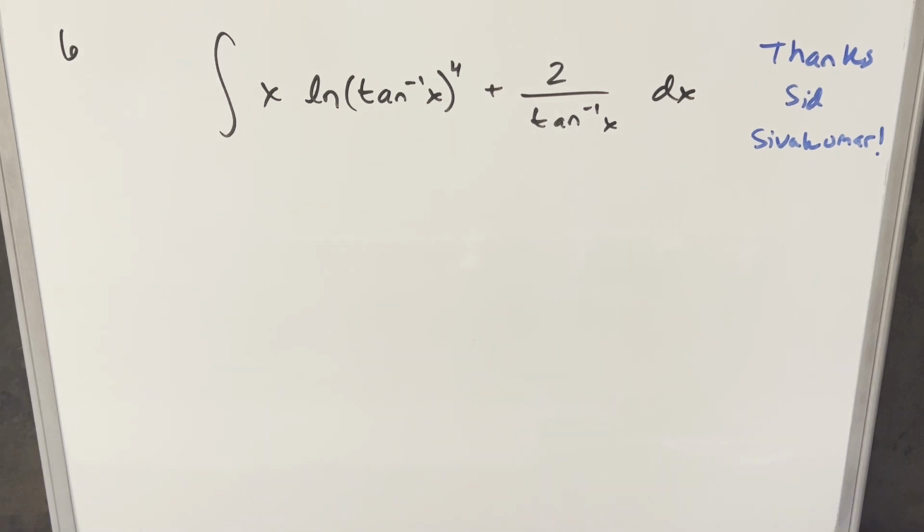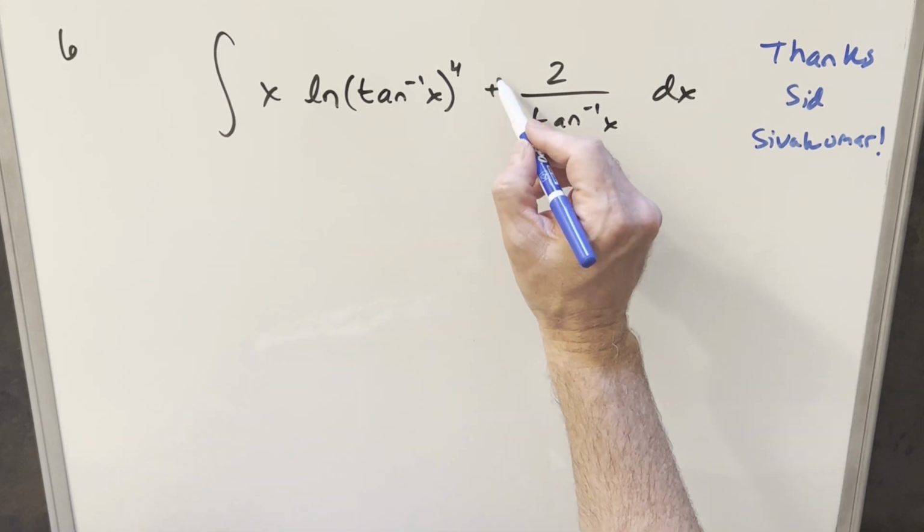Okay, we return to another interesting integral suggested by Sid. We have the integral of x times natural log of arctan x to the fourth, plus 2 over arctan x, dx. Now this one seemed pretty tricky. The trouble is, it's kind of weird to have a plus sign here.